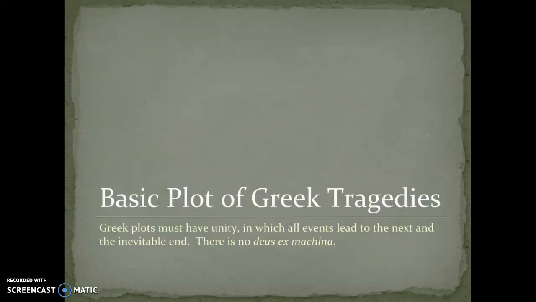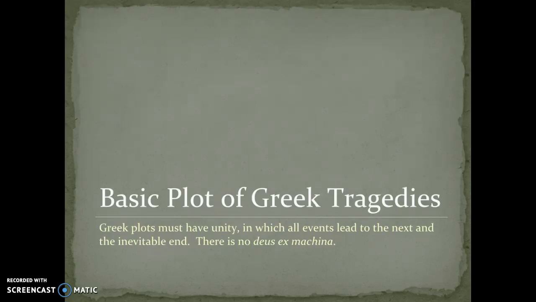So now we need to talk about the basic plot of Greek tragedies. This is really intriguing to me. There are some more Greek terms here, but there's also just some really intriguing ideas behind how they built their plot. So Greek plots must have unity. All events lead to the next and the inevitable end.